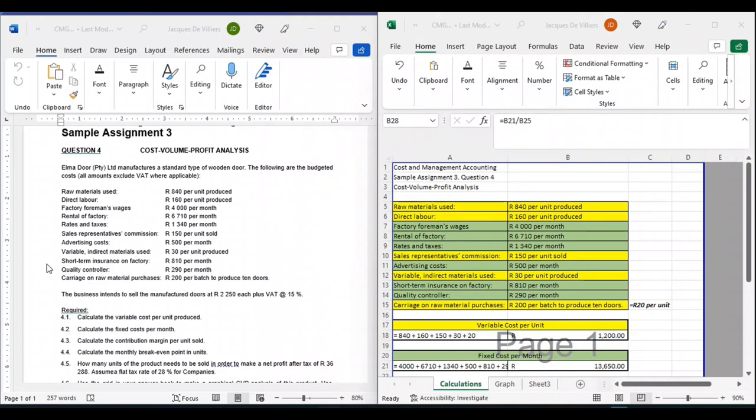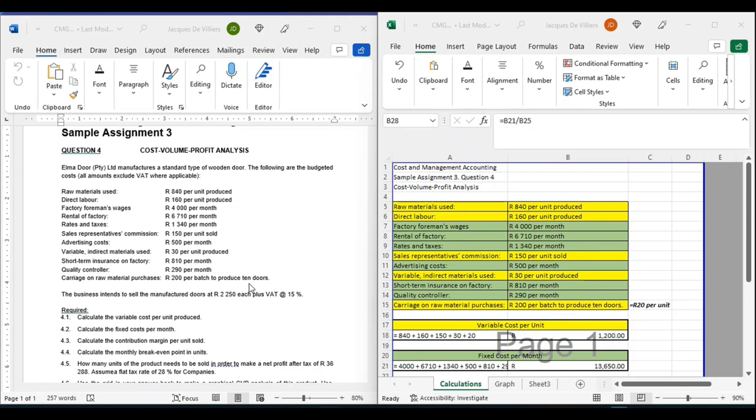Okay, so this is sample assignment 3, question 3, the cost volume profit analysis. They say to us, Alma Door PTY Limited manufactures the standard type of wooden door, and the following are the budgeted costs. All amounts exclude VAT. So they give you the raw material, direct labor, the factory foreman's wages, the rental of the factory, the rates and taxes, the sales reps commission, advertising cost, variable indirect materials, short-term insurance, quality controller, and the carriage on the raw materials purchase. Whatever you see here is what I just copied into this table in PowerPoint. This is not anything new, just a copy of what we have here.